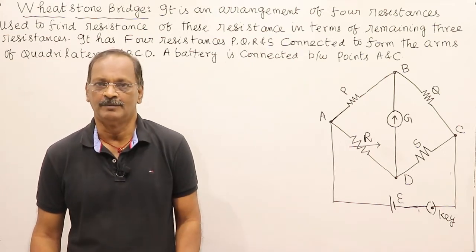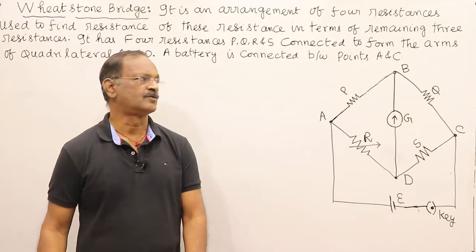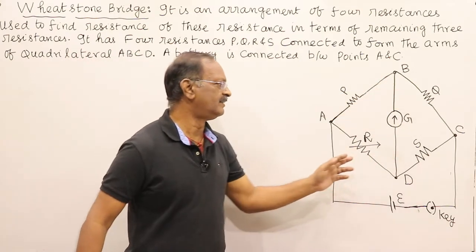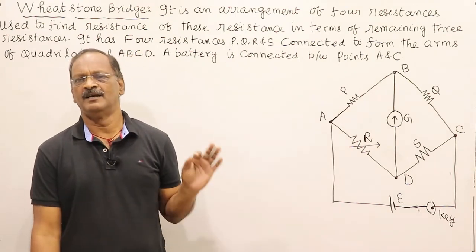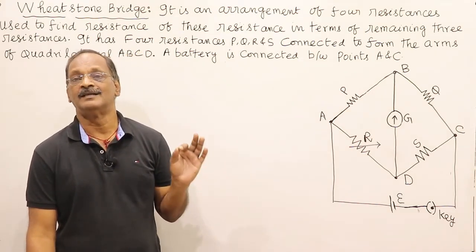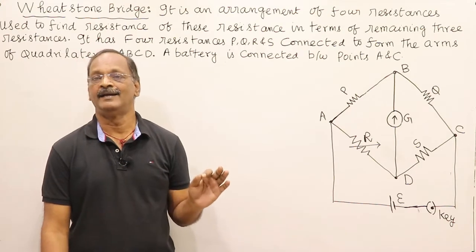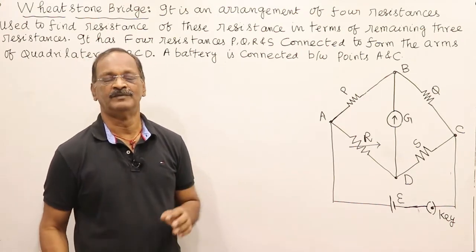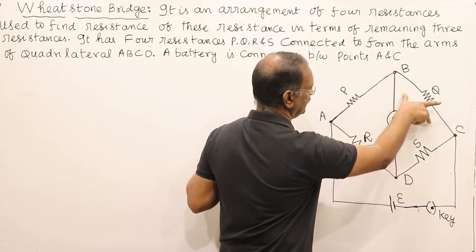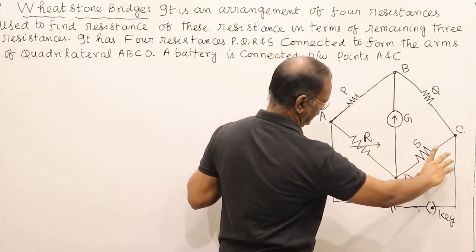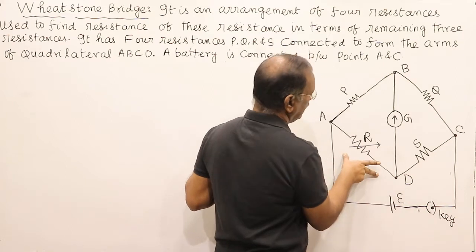First we are going to talk about the Wheatstone bridge. This is a Wheatstone bridge. It is in the form of a quadrilateral. It is an arrangement of 4 resistances used to determine one of the resistances in terms of the remaining 3 resistances. These are the 4 resistances connected in the arm AB, arm BC, arm DC and arm AD.